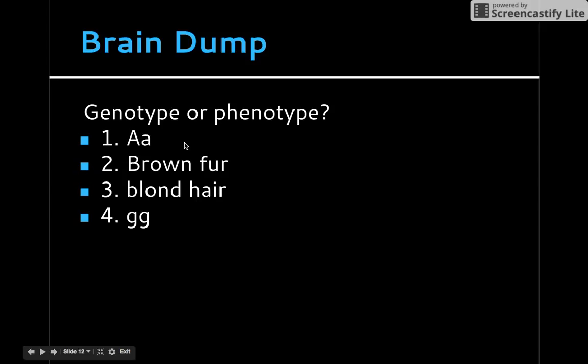Number 1, genotype, only letters. 2, phenotype, it's physical. 3, blonde hair, it's physical. 4, little g, little g, genotype, because it's two letters.